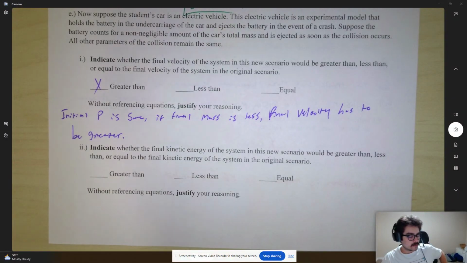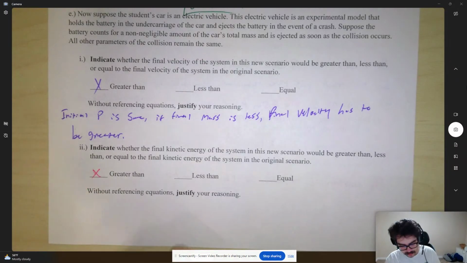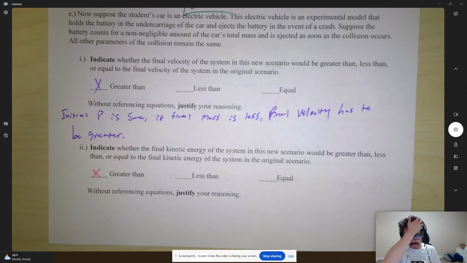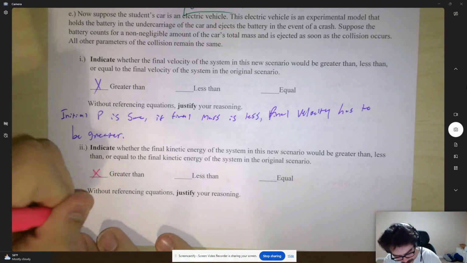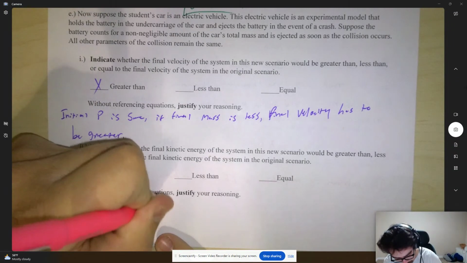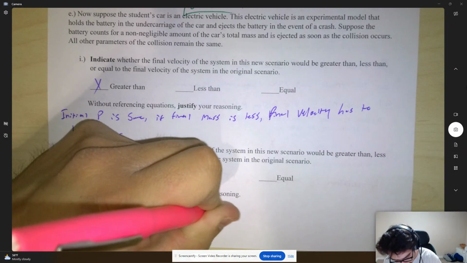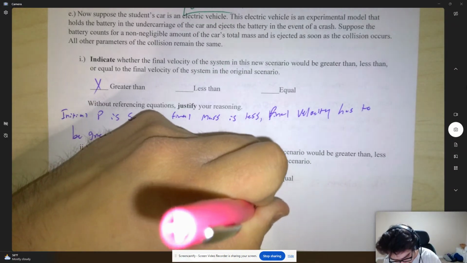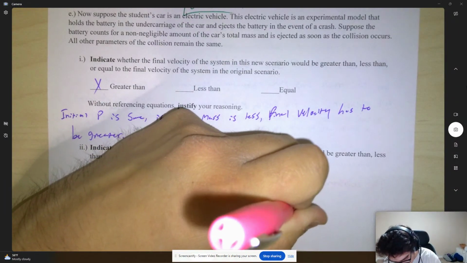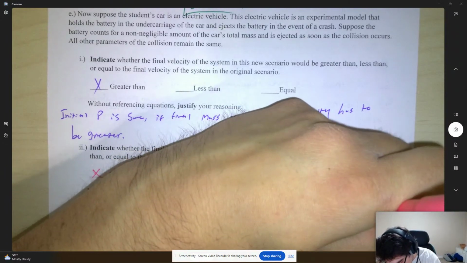Okay? So we're going to say, I think this one actually kind of doesn't really have a great answer. I say it should be greater than, because increase in speed is squared, while decrease in mass is not. This is a really bad question.